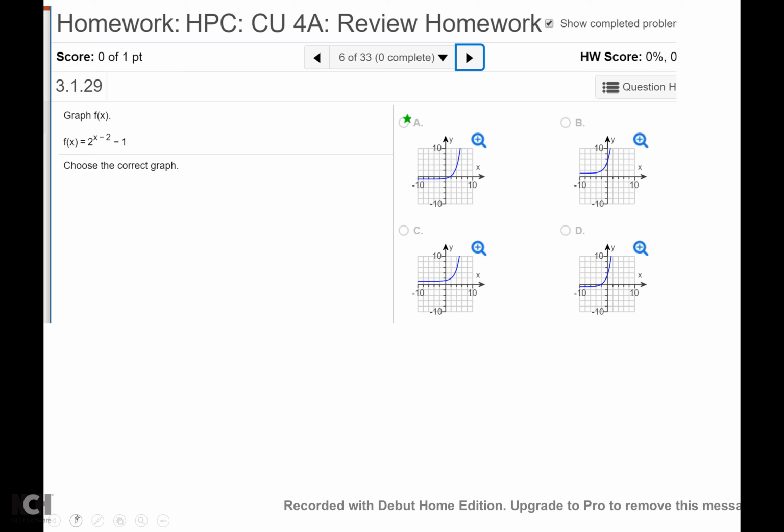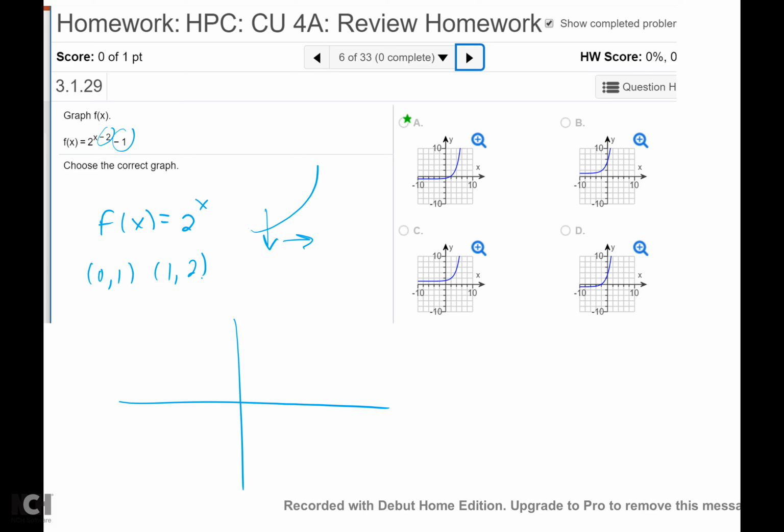Choose the correct graph. Again, mother would be 2 to the x, which passes through (0, 1) and (1, 2). And again, if you wanted to try this just by looking, 2 to the x would be a growth function, so it's going to look like this. This is going to move it down 1, and this is going to move it right 2. Normally mother would be, I don't like their graphs, (0, 1), (1, 2). Okay, there would be mother.